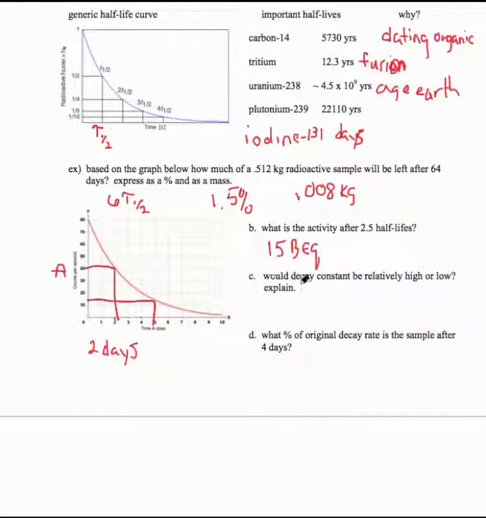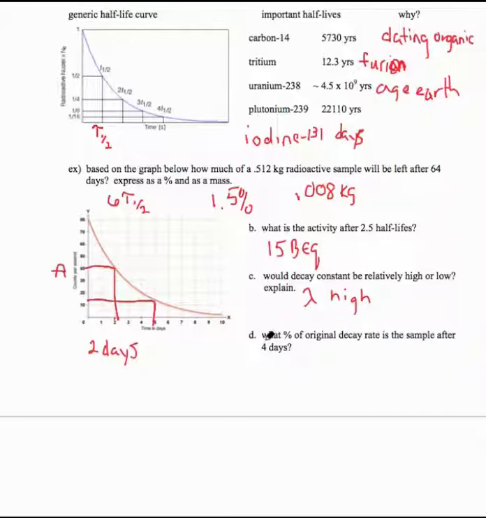Would the decay constant be relatively high or low? Explain. If you recall from up there, the decay constant is an indirect indication of how quickly it decays. A half-life of 2 days compared to some of these is very, very short, so lambda is going to be high.